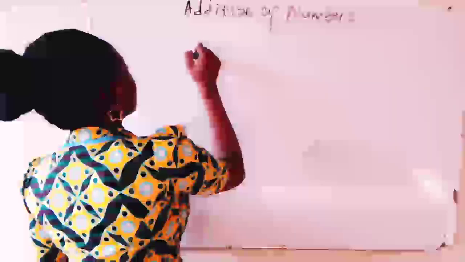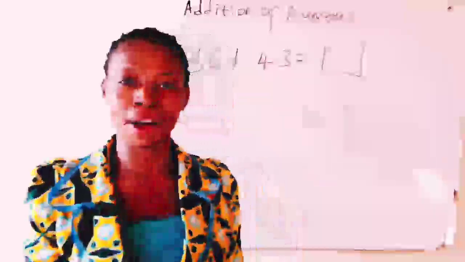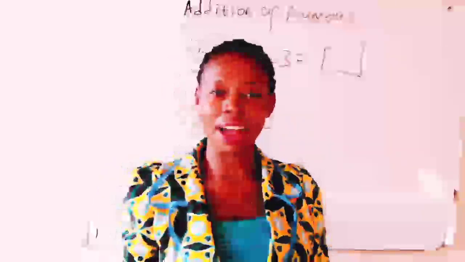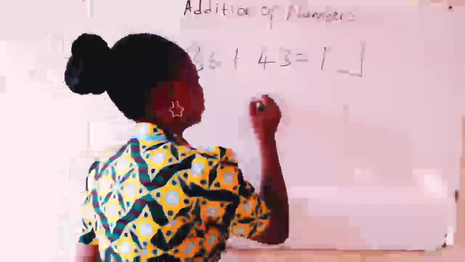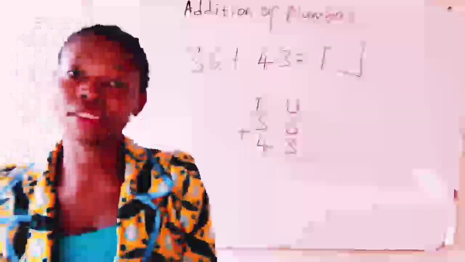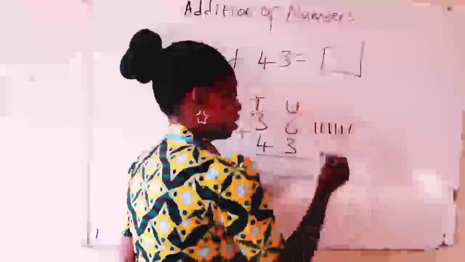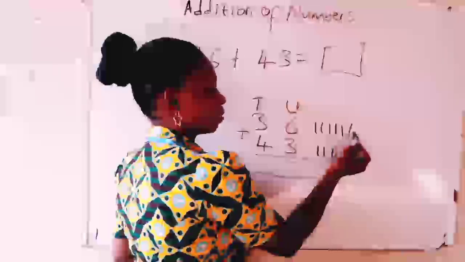The next one is 36 plus 43. You can pause this video, solve it, and then play it back to see if you get the answer. Okay, having done that, let's check whether your answer is correct. 36 plus 43, tens and units. We start adding from the units. 6 plus 3. 6 in my head, 3 fingers: 6, 7, 8, 9. Or 1, 2, 3, 4, 5, 6 and 1, 2, 3, which makes 9.